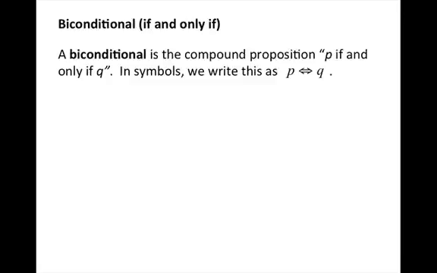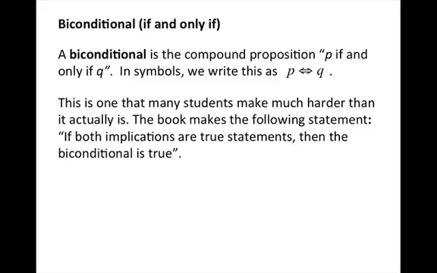Next, we're going to look at the biconditional, and it's associated with the words if and only if. A biconditional is a compound proposition P if and only if Q. The symbol for the biconditional is a double arrow. There's an arrow at each end of it. This is one that many students make much harder than it actually is, and the confusion comes with the definition. Most textbook definitions are going to make the following statement. If both implications are true statements, then the biconditional is true.